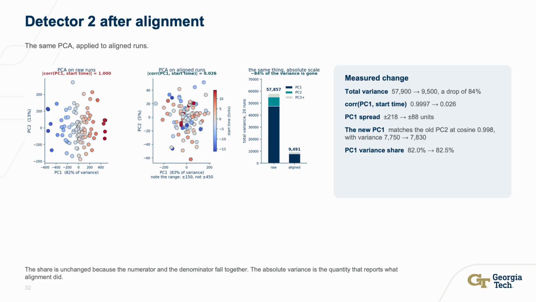The correlation between the first component and the start time falls from 0.997 to 0.026. The total variance across the 100 runs falls from 57,900 to 9,500, which is a reduction of 84%. The spread across the first component goes from plus or minus 218 to plus or minus 88. Now here is the line I want you to be careful with. The variance share of the first component reads 82% before and 82.5% after. If you reported only that ratio, you could conclude that nothing happened.